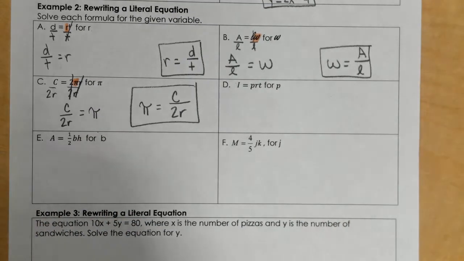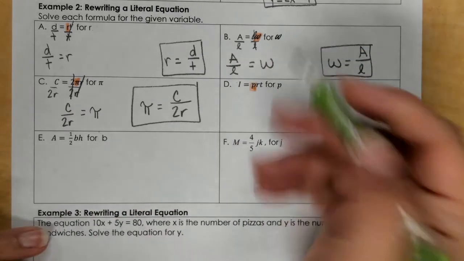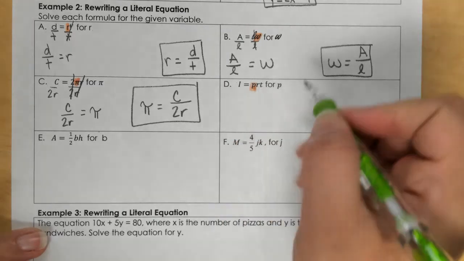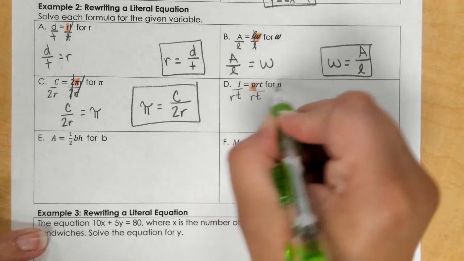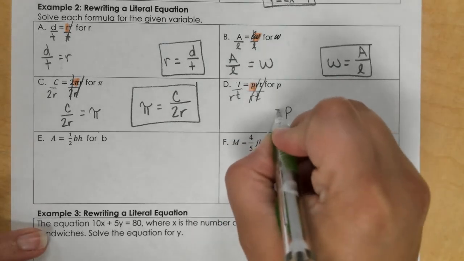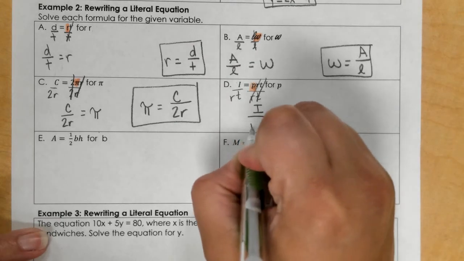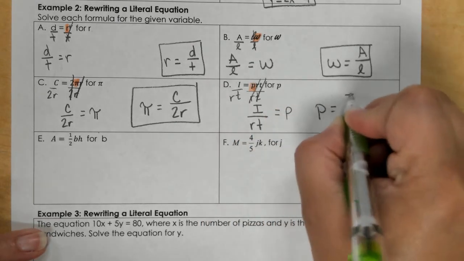In letter D, we have to get the p by itself. So this is p times r times t. So I'm going to divide by rt. R's and t's cancel there. So I am left with p equals I over rt. Again, we can write that like this.